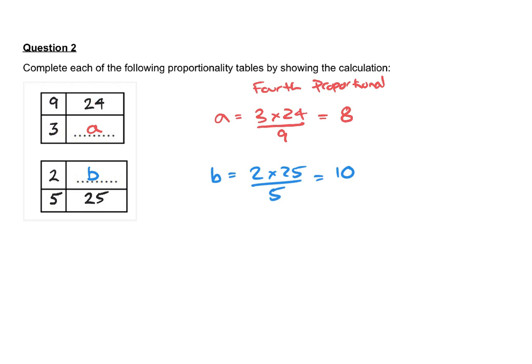It could be in any of the 4 positions. The method is always the same. Multiply the 2 numbers that you know are diagonal to each other and divide by the other one.